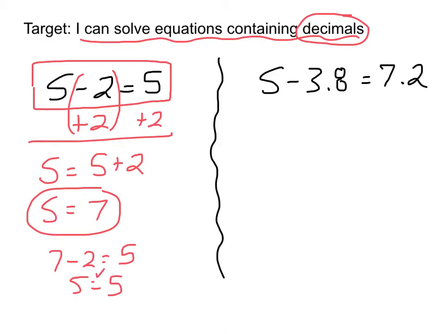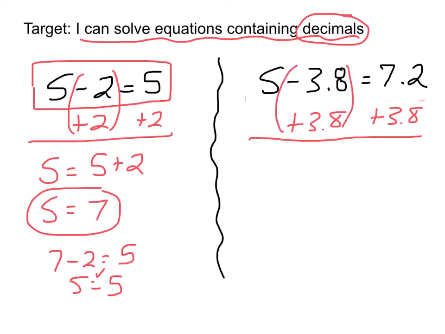Now when we're dealing with decimals in equations, it's even more important that you can remember the strategies for isolating the variable or solving for the variable. So s minus 3.8 equals 7.2. The opposite of minus 3.8 is plus 3.8. But I have to add 3.8 to both sides. So what would I be left with? So if I find the sum of my equation now, minus 3.8 and plus 3.8 equals 0. So I'm left with s equals 7.2 plus 3.8.